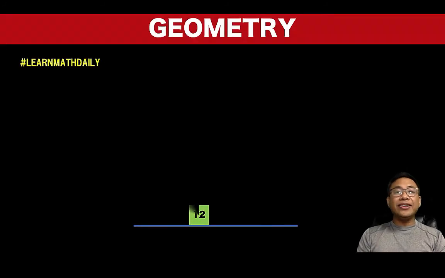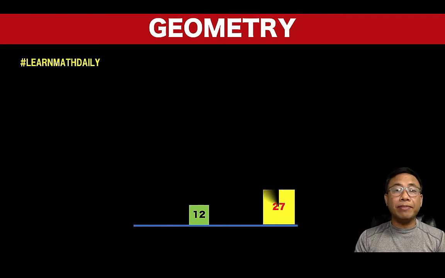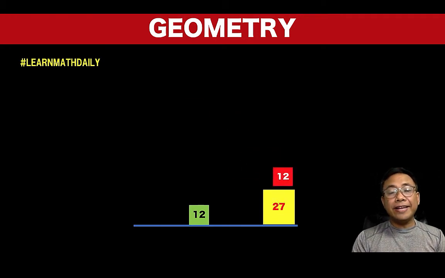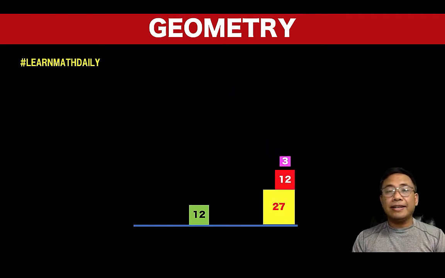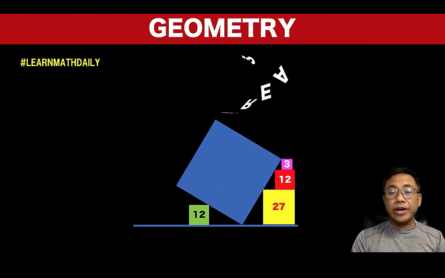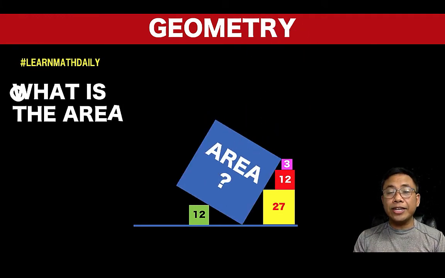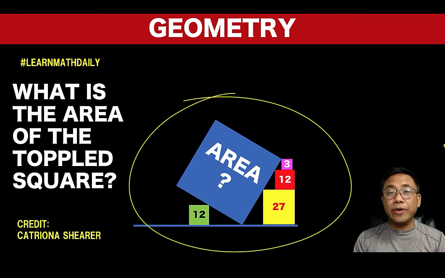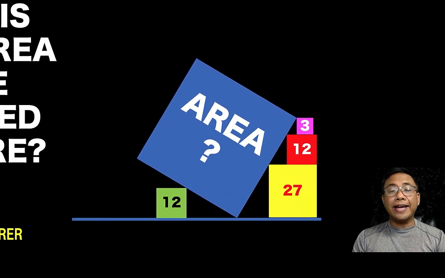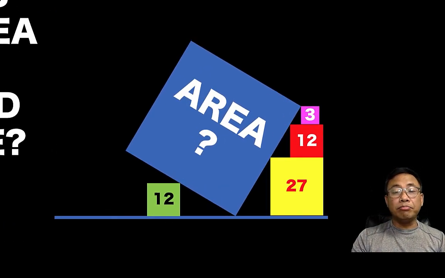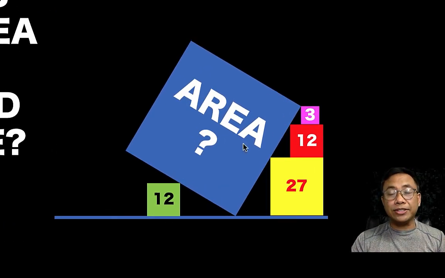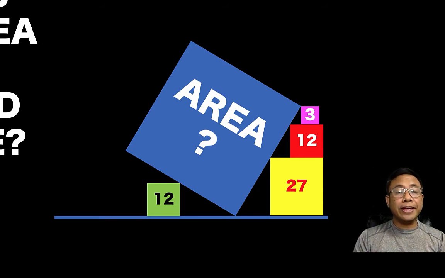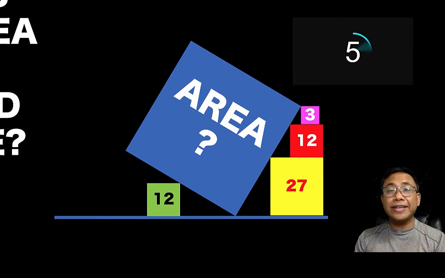Hi guys, Rolando Asisten here, and here is our math problem for today. We are given here 5 squares. The area of the green square is 12 square units, the area of the yellow square is 27 square units, 12 for the area of the red square, and 3 square units for the area of the pink square. We would like to find what is the area of this blue tilted square. You can pause the video and see if you can solve this puzzle.